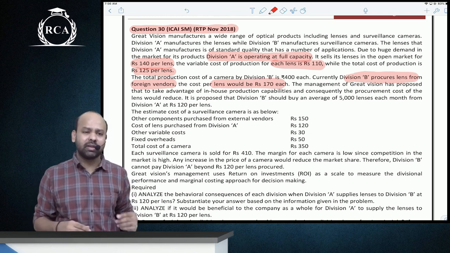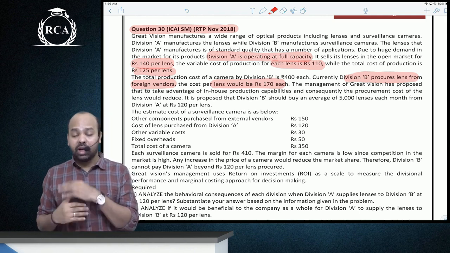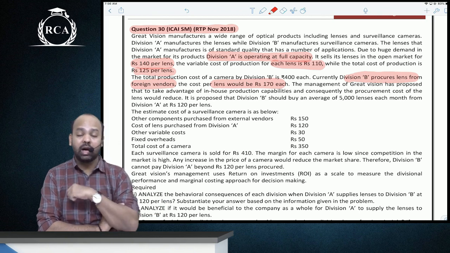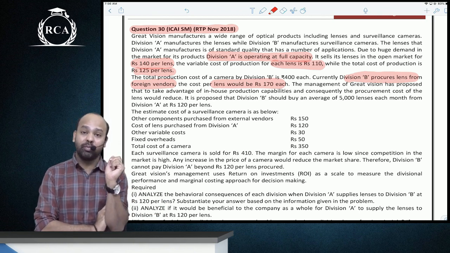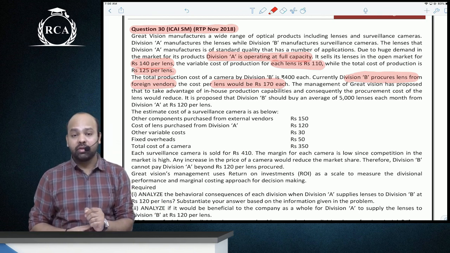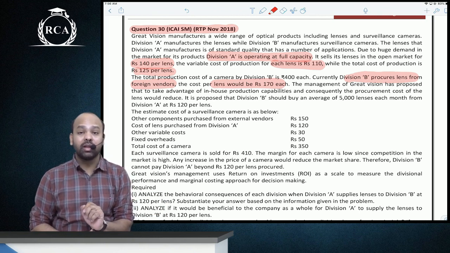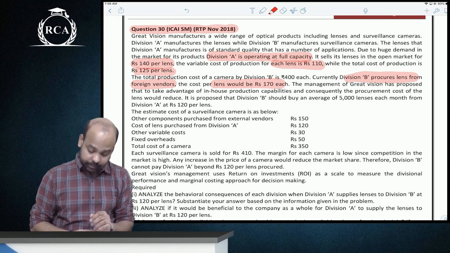We'll see what is net marginal revenue. Based on this, the other division is procuring at 170 rupees. So we are selling at 140 and our own division is buying at 170 rupees from the external market. Company as a whole is losing 30 rupees, which is not correct.